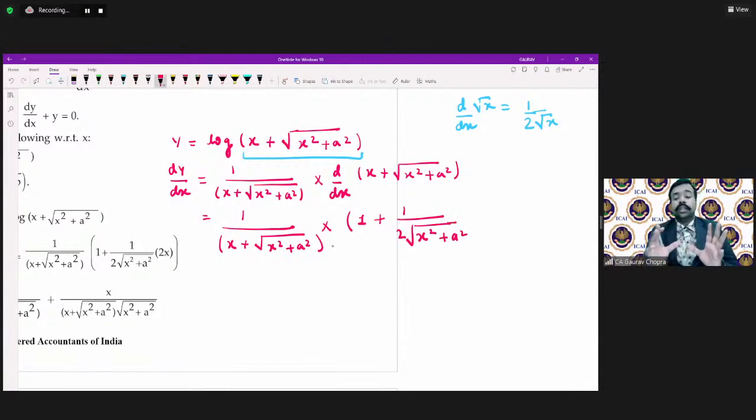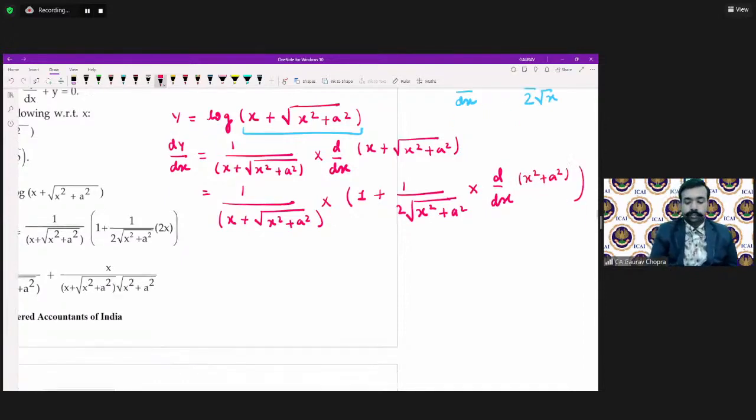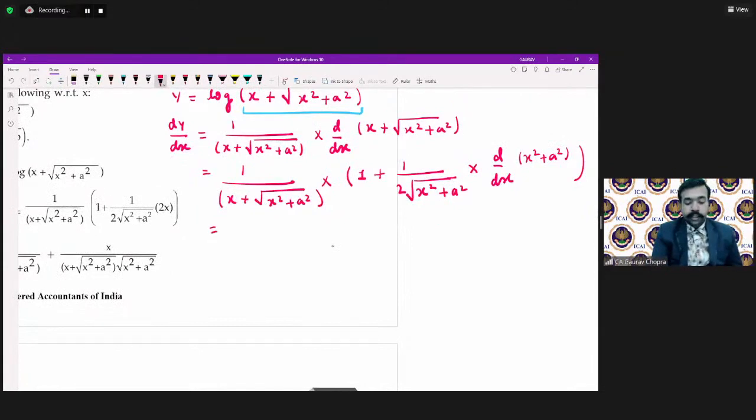So we have solved for this root. Now inside this root we have one more function, so we have to find the derivative of that part as well. So we will multiply with d by dx of x square plus a square. We have to multiply with this portion. I am breaking it into steps so that you can understand it easily. All right.